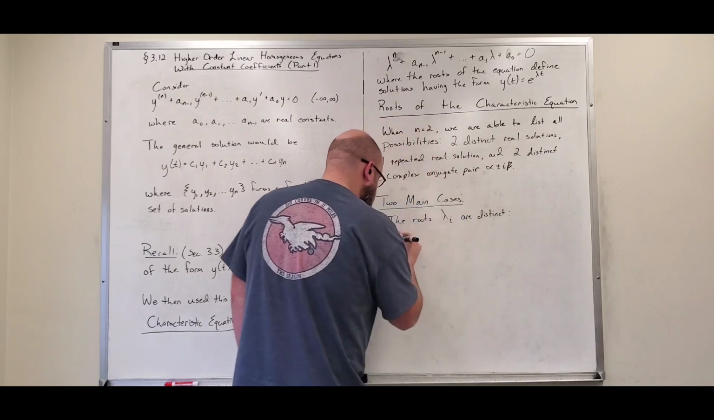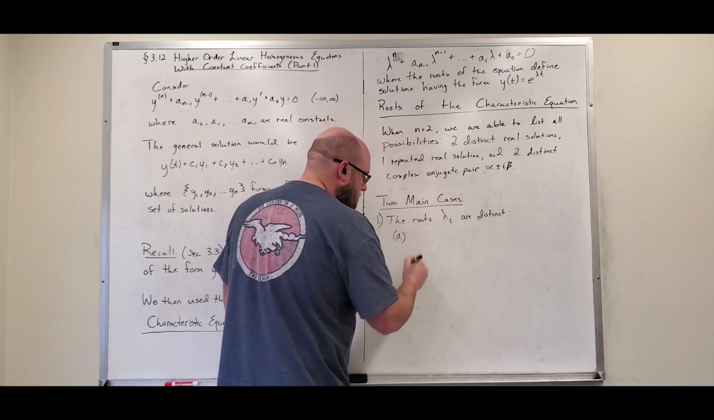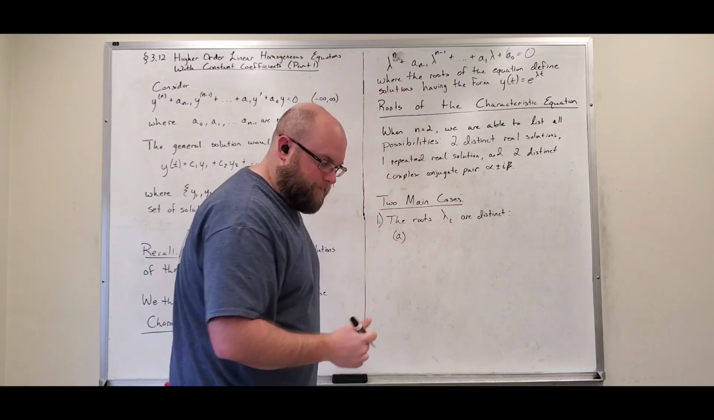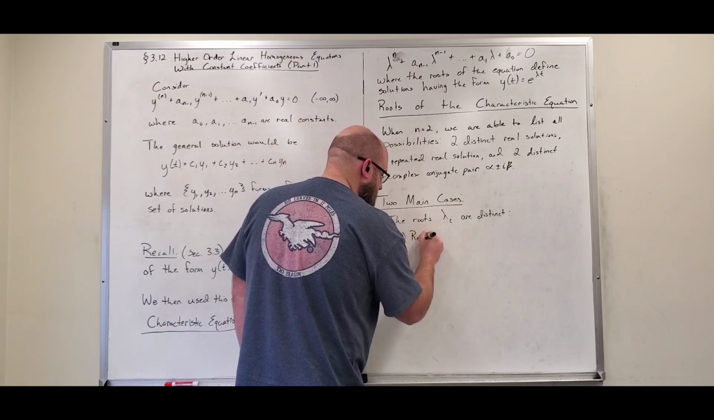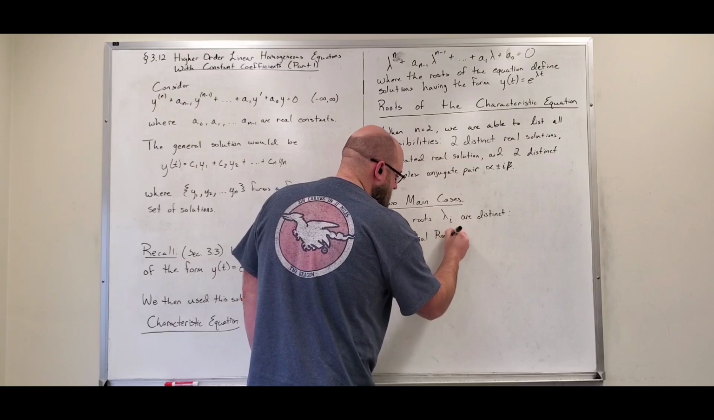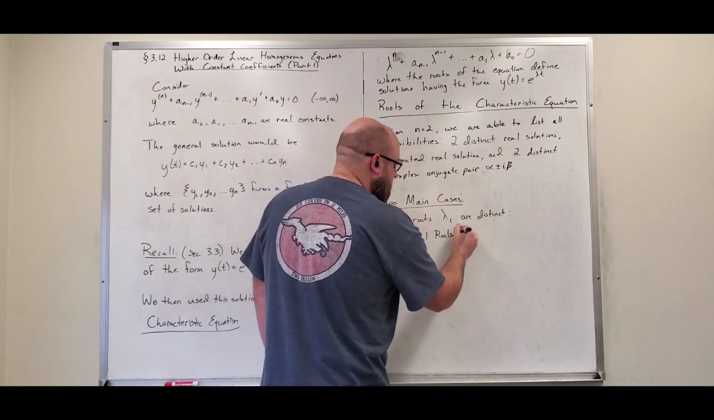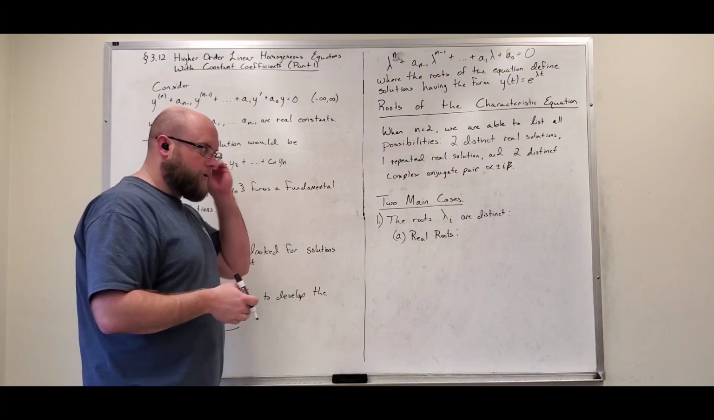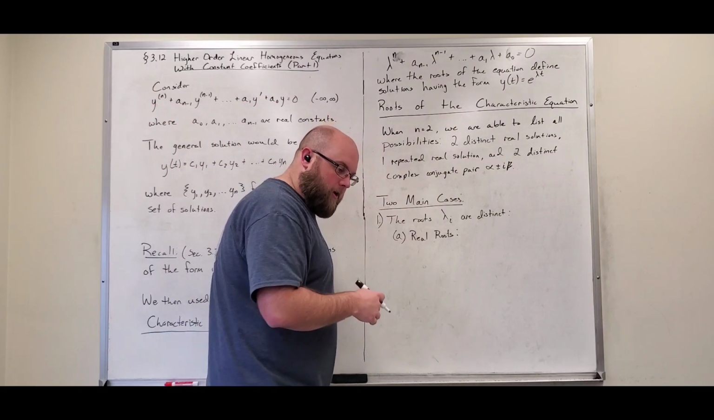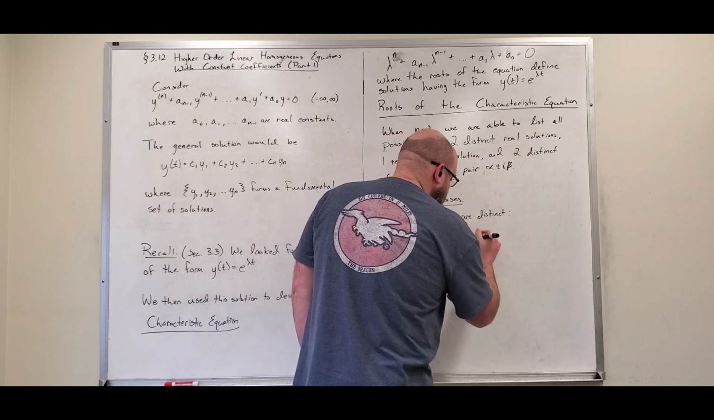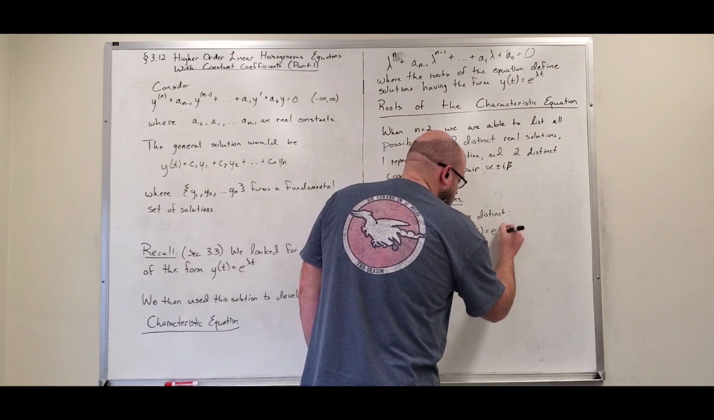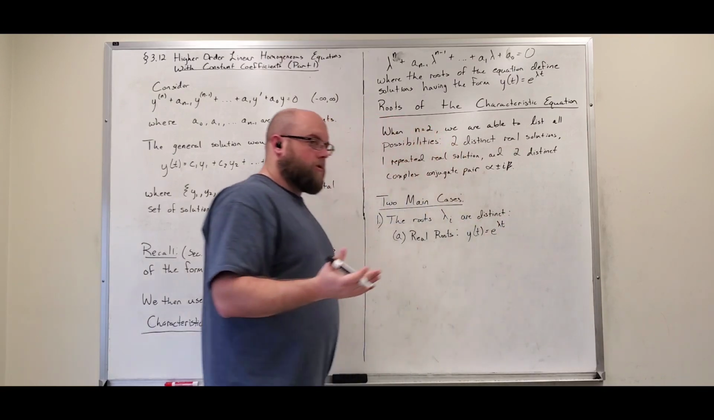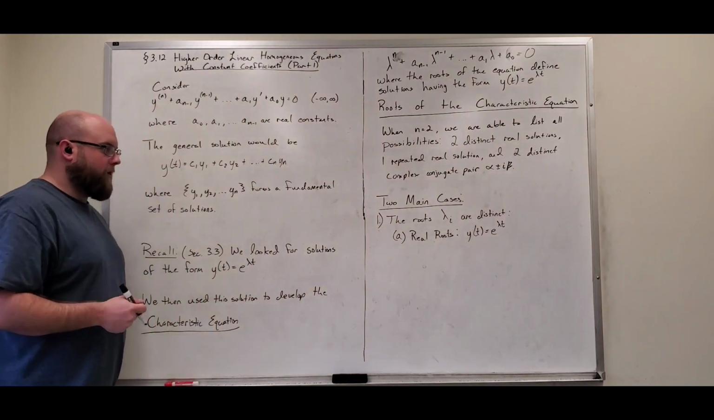Okay, so that could mean they're all real numbers, or they're real roots. And if they're real roots, we automatically know what we're going to do with those. Just like what we did with distinct real roots, we're going to do the exact same way here. So these are going to be of the form y of t is equal to e to the lambda t, just like what we talked about over here.